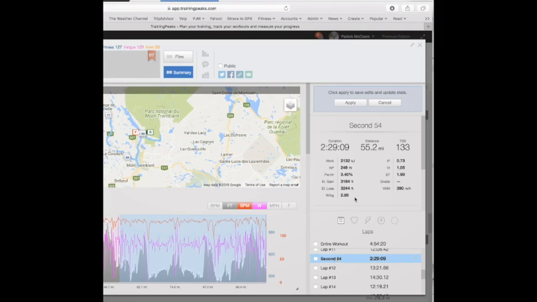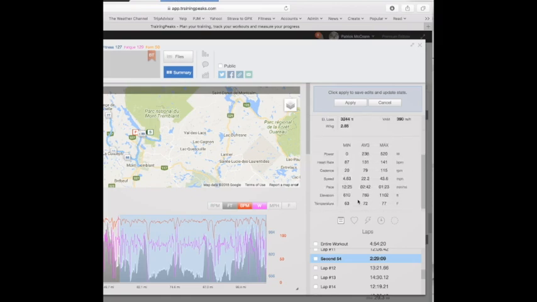You can see that in the second 54, my watts dropped from 252 to 249. The IF went from 0.74 to 0.73, but the VI stayed the same. Heart rate wise, I was at 132 in the second half, and in the first half, I was at 130.